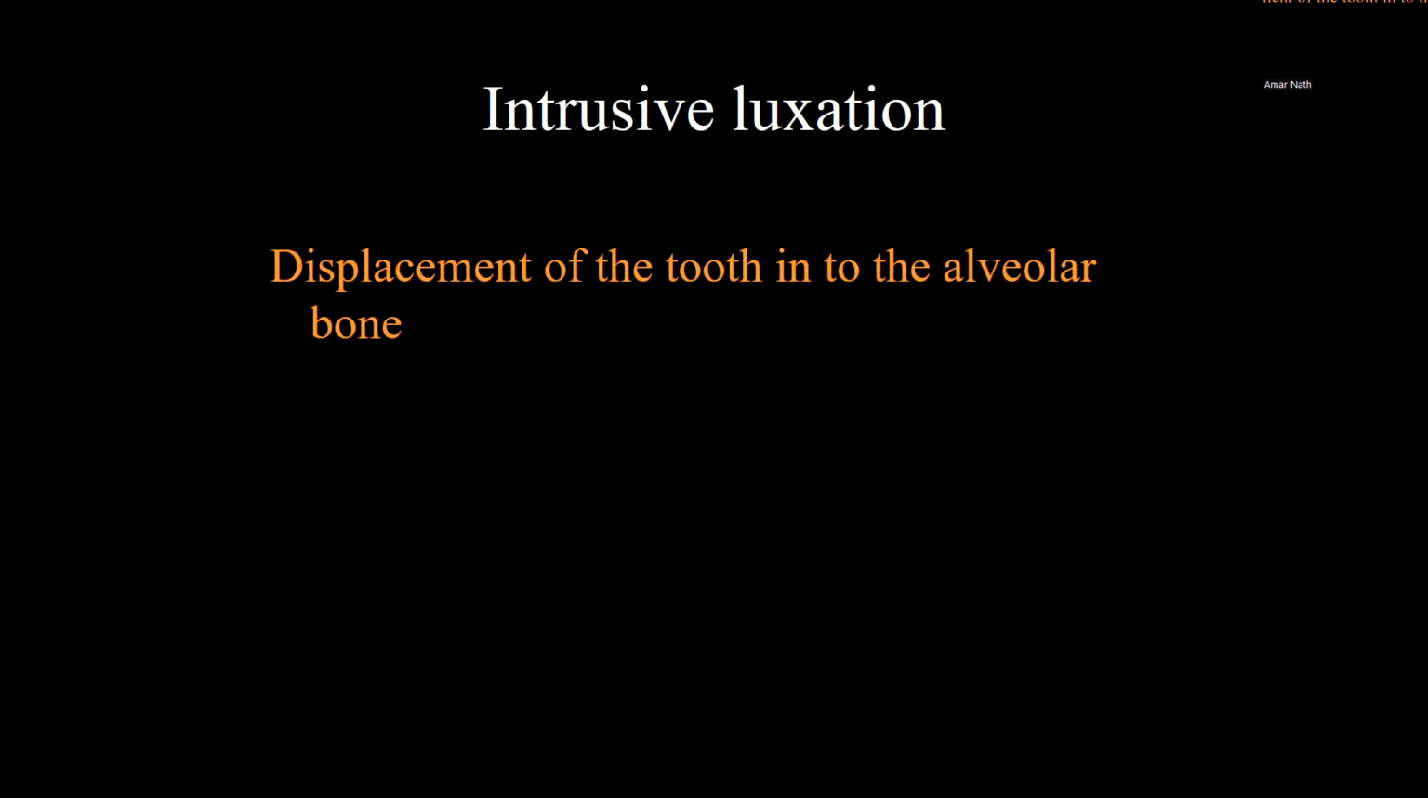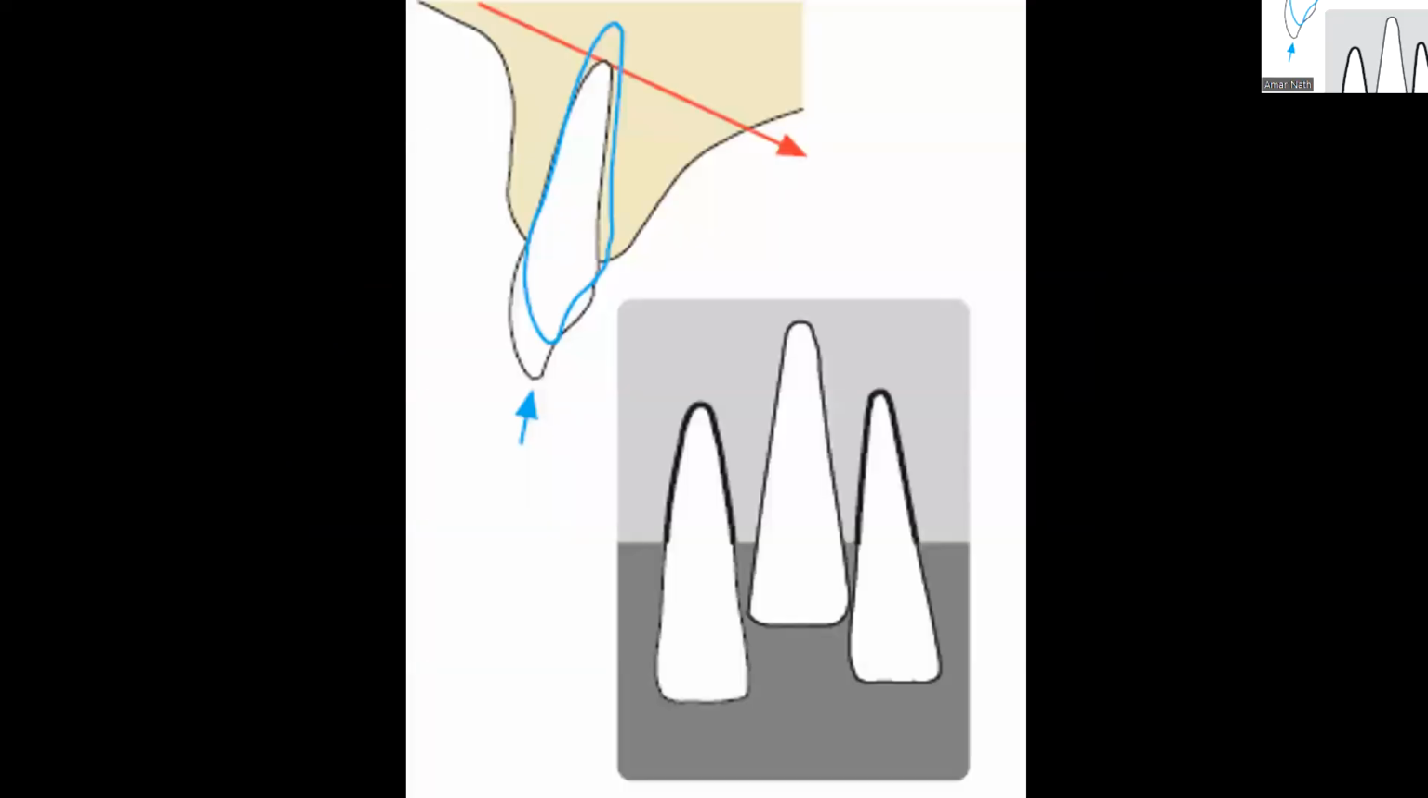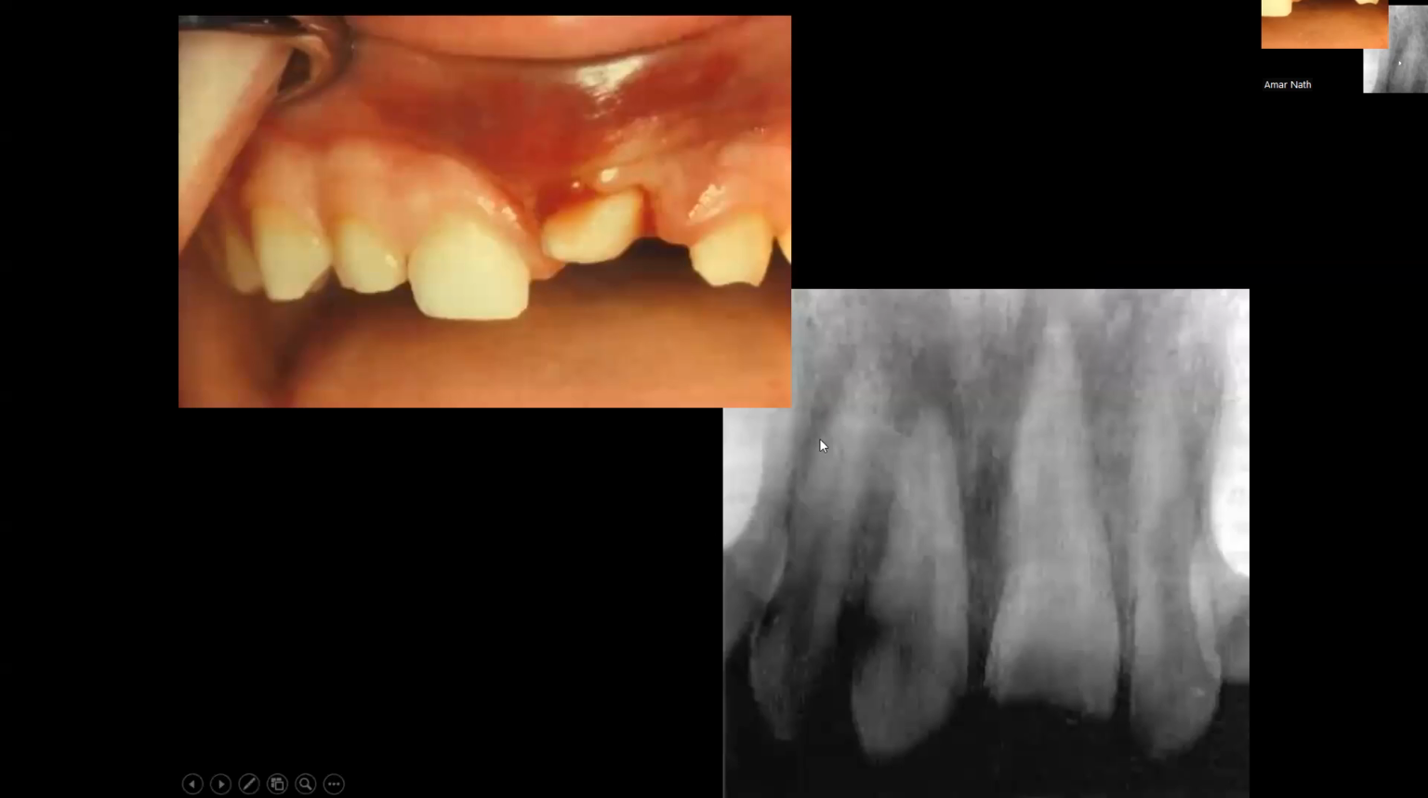Next one is the intrusive luxation. Intrusive, as the term suggests, means it goes inside. So it is displacement of the tooth into the alveolar bone. This is called intrusive luxation. The main radiological feature is partial or total obliteration of the periodontal space. You won't be able to trace the periodontal ligament space since the tooth goes inside the socket. See over here, the tooth goes inside the socket.